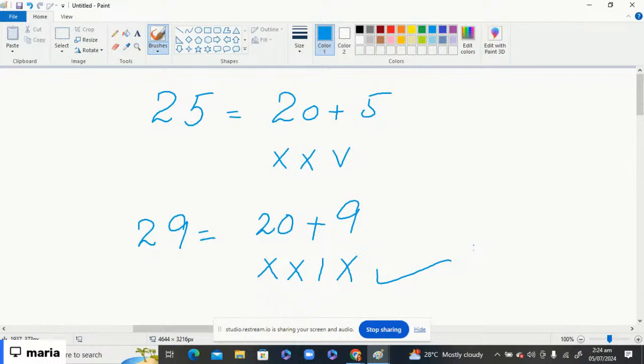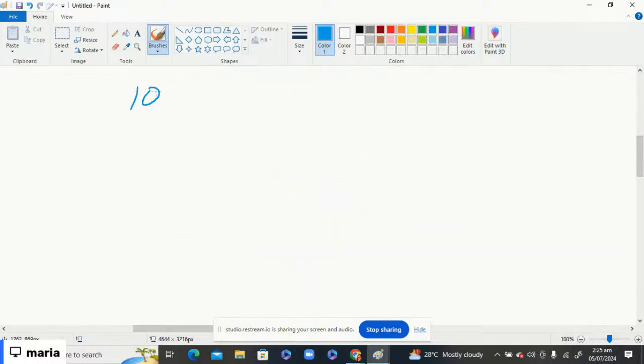Okay. Now for Roman numerals, if you are going to write it down for 1 to 100, it means that we are going to write it down this way. I'm just going to tell you. Look here, for 10 it's X. For 20 it's double X. For 30 it's triple X. You all write it down.